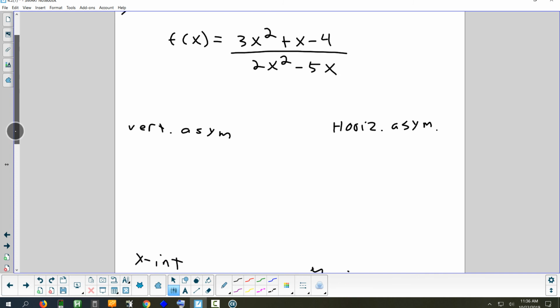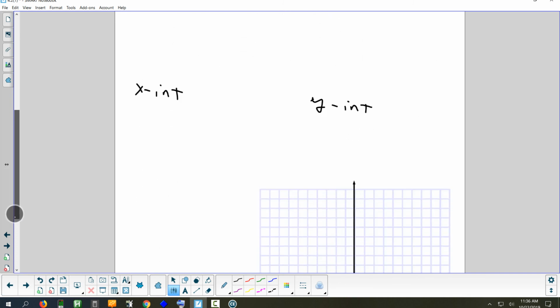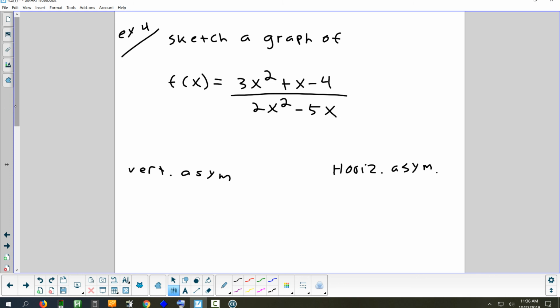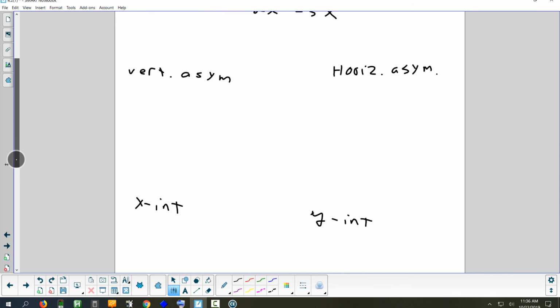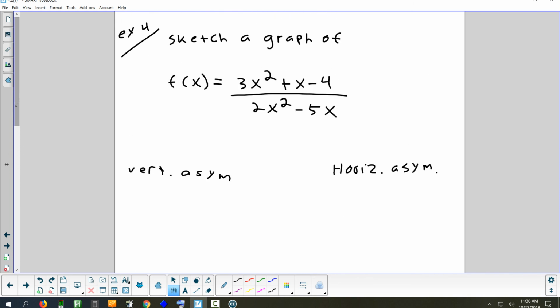But this time I laid it all out: verticals, horizontals, X-intercept, Y-intercept. Now, what I would probably do is factor this right away. You don't need to factor it to do everything, but some of the stuff here is easier to do with it factored. Some of it, like the horizontal asymptote, is easier to do with it not factored. So let's see if we can factor the bottom.